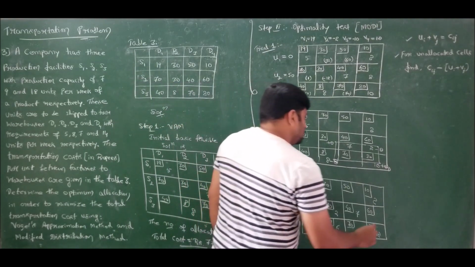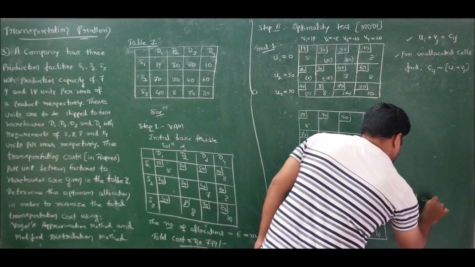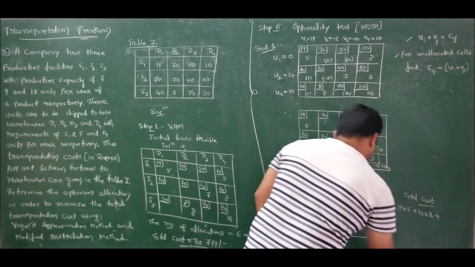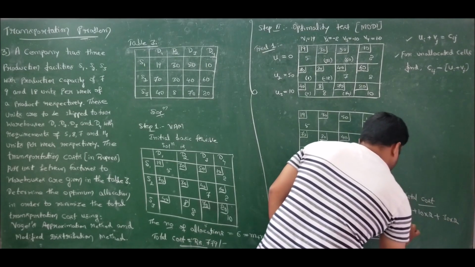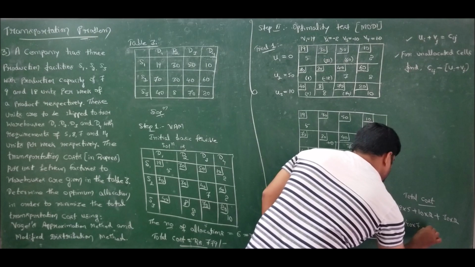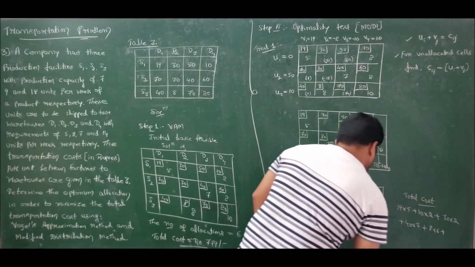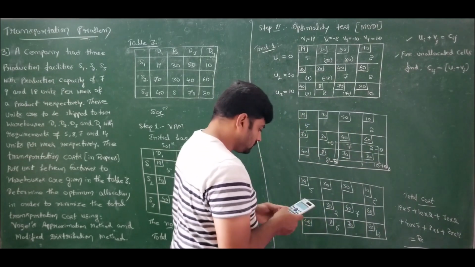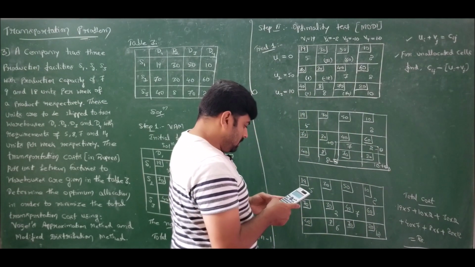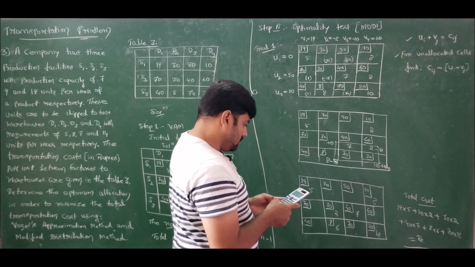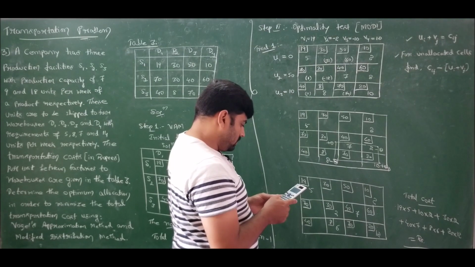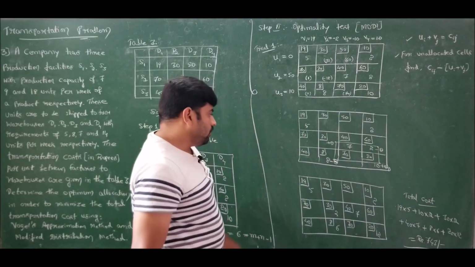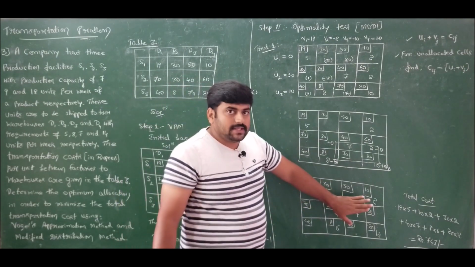Now check the total cost. We have 19 into 5 plus 10 into 2 plus 30 into 2 plus 40 into 7 plus 8 into 6 plus 20 into 12, which is found to be 743 rupees.